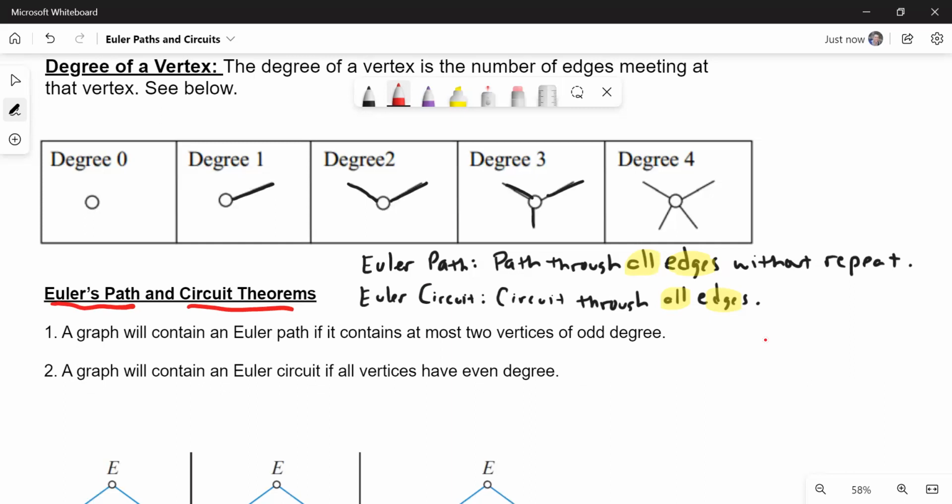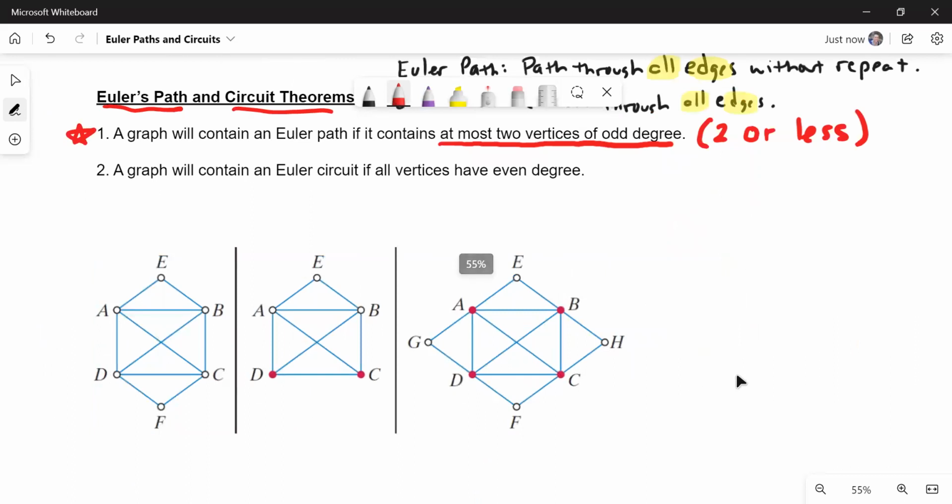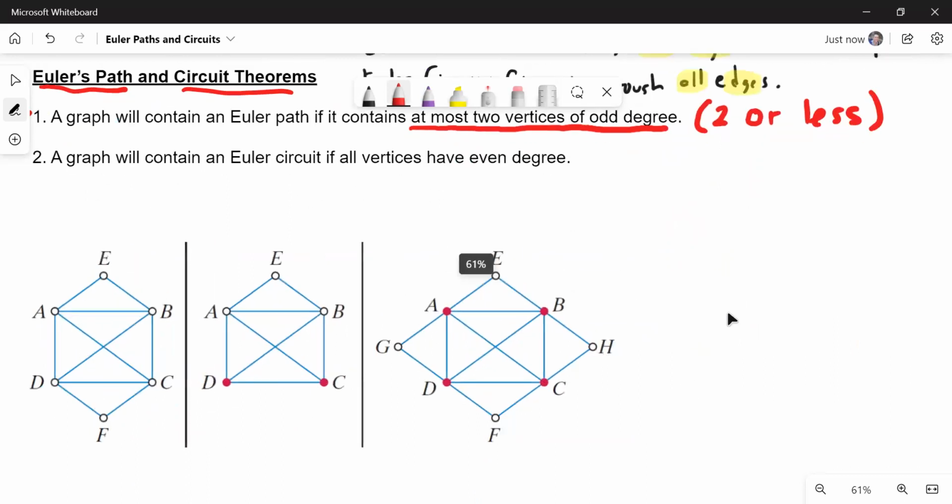Theorem number one says a graph will contain an Euler path if it contains at most two vertices of odd degree. At most two, that's just another way of saying two or less, right? 2 or 0. And you might be thinking, well, like 2, 1, or 0, but you actually can never have one, but we're not going to discuss that in detail now. And let's take a look at what I mean by that. So let's take a look at these pictures down here below. And by the way, we're going to come back and look at that second theorem in a second.